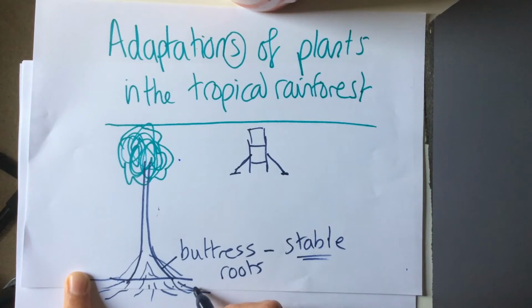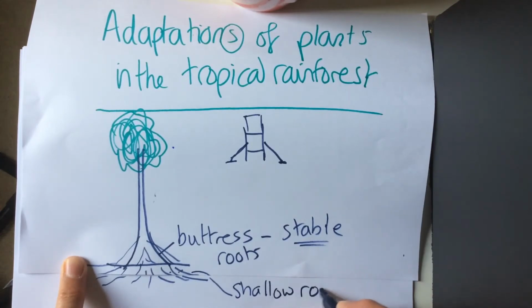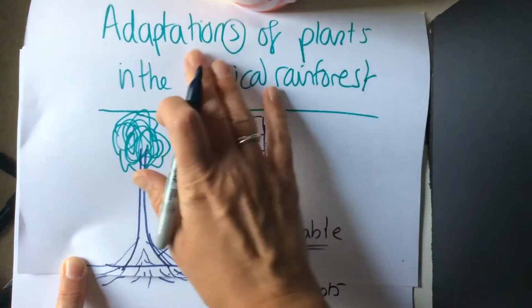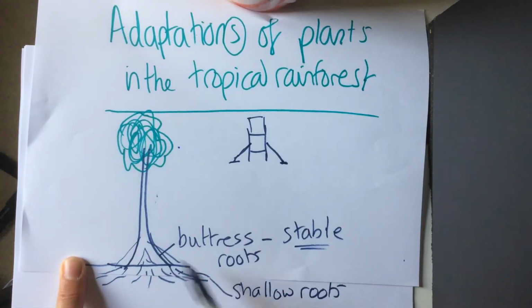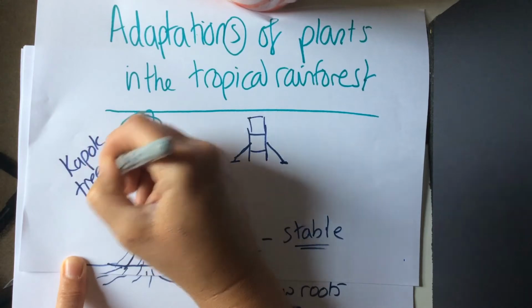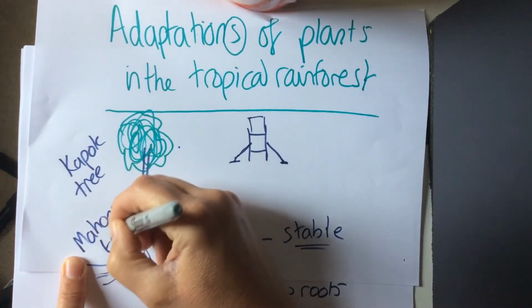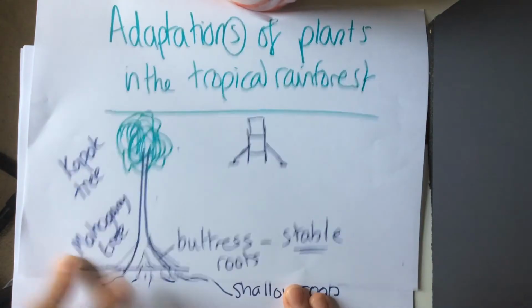And that is linked very closely to the shallow roots. And the shallow roots are linked very closely to the fact that it's ideal growing conditions. So all of the nutrients are taken up, the soil is quite poor and the roots are shallow. So buttress roots is a really, really important one. An example of one of these tall trees is the kapok tree. Another example would be a mahogany tree. So there are some named examples of these very tall trees.